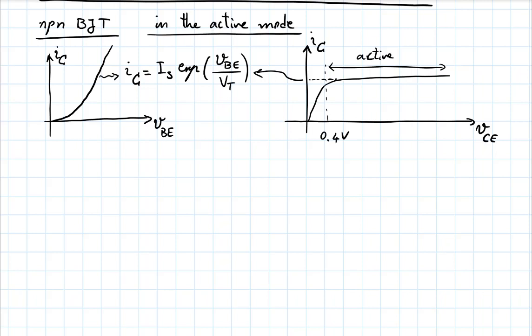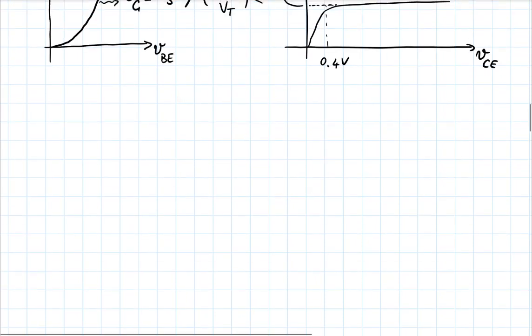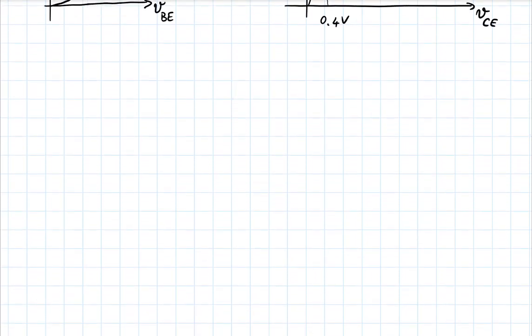And in that active mode, essentially we are saying to first degree, the current does not depend on VCE. It's just purely an exponential function of VBE. And therefore, if you wanted to model this device, you can think of it as this.